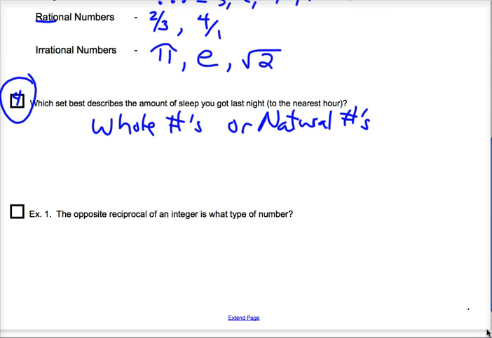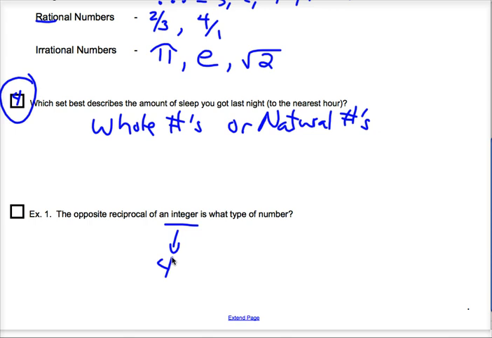Okay, let's try to move down the way here. The opposite reciprocal of an integer is what type of number? I guess I would pick an integer because it says, of an integer. So I'll pick any integer. I guess 4 is an integer.